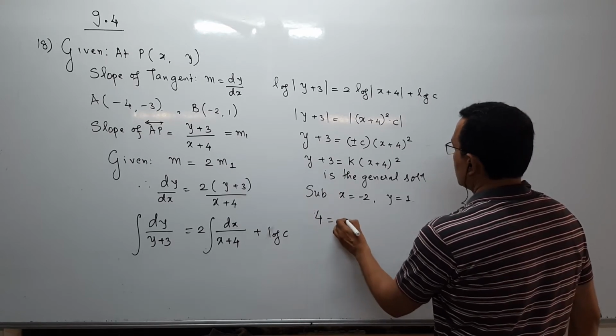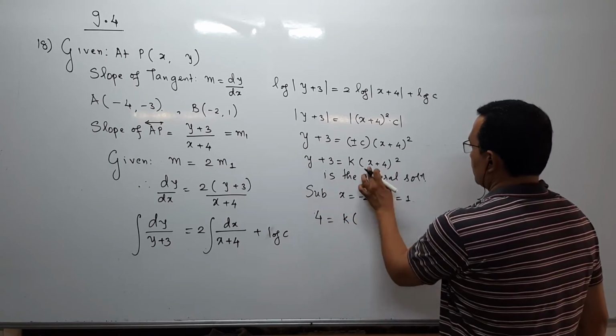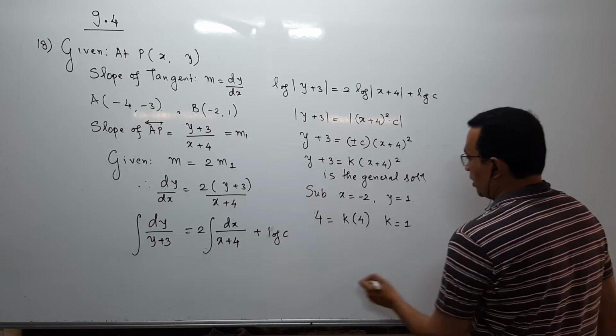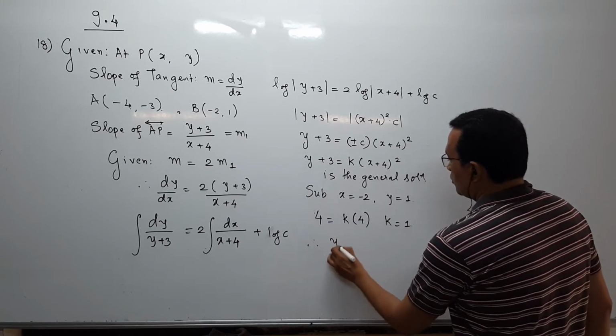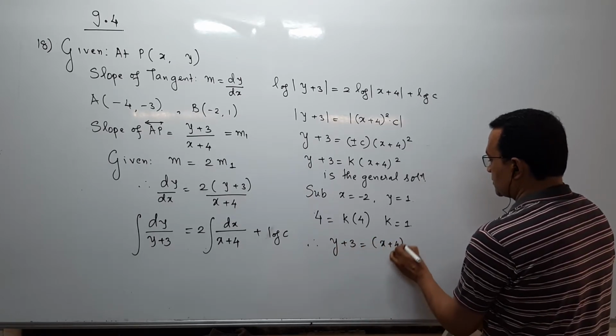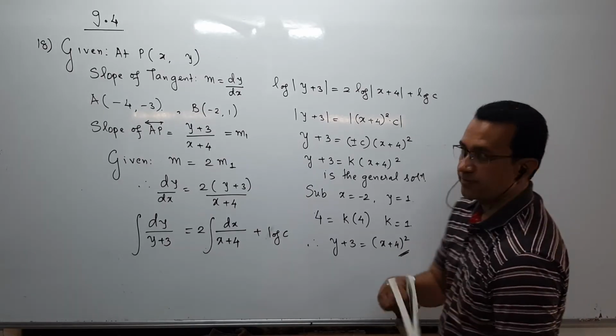So 4 is equal to k. 4 minus 2, 2 squared is 4. So k is equal to 1. So the required curve is y plus 3 is equal to (x plus 4) the whole square.